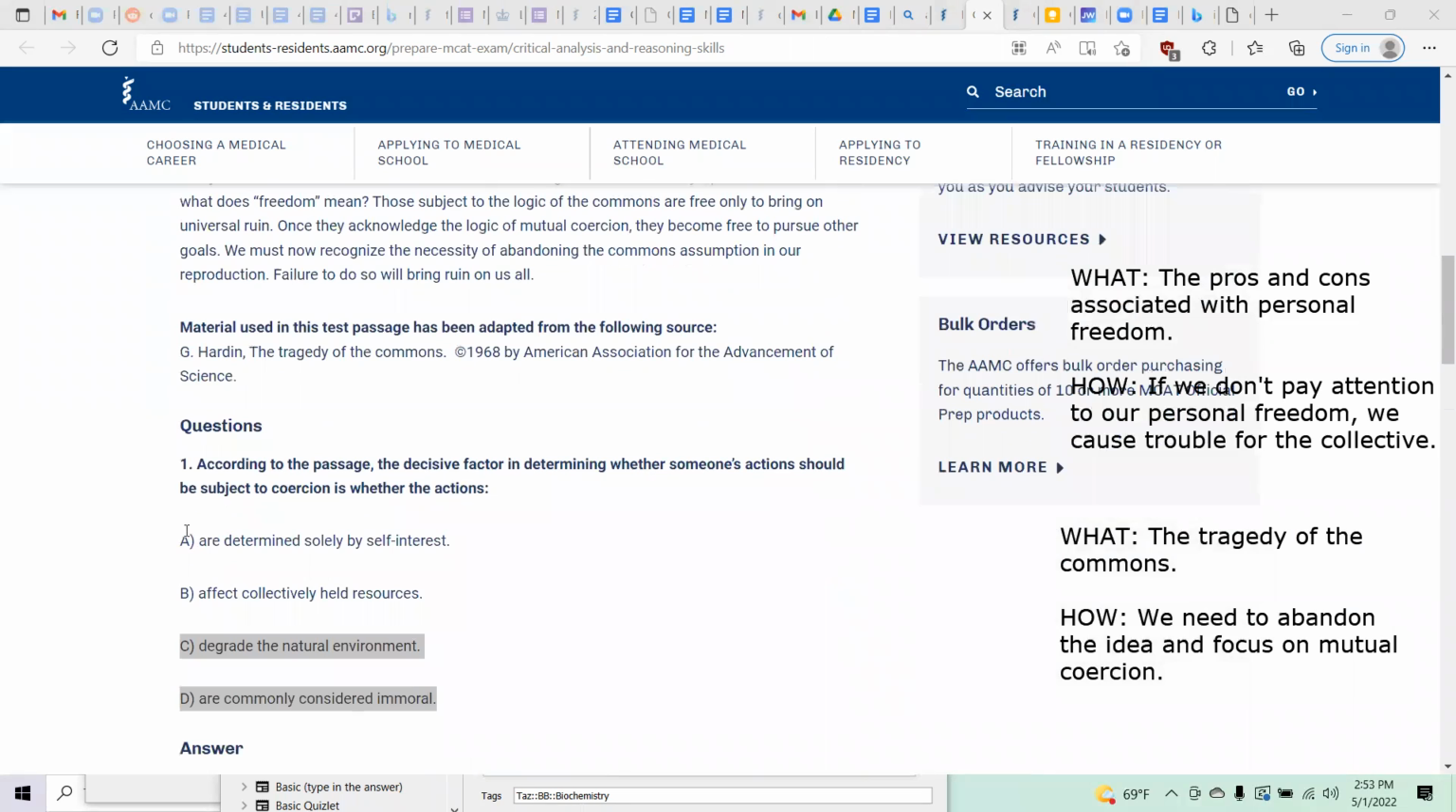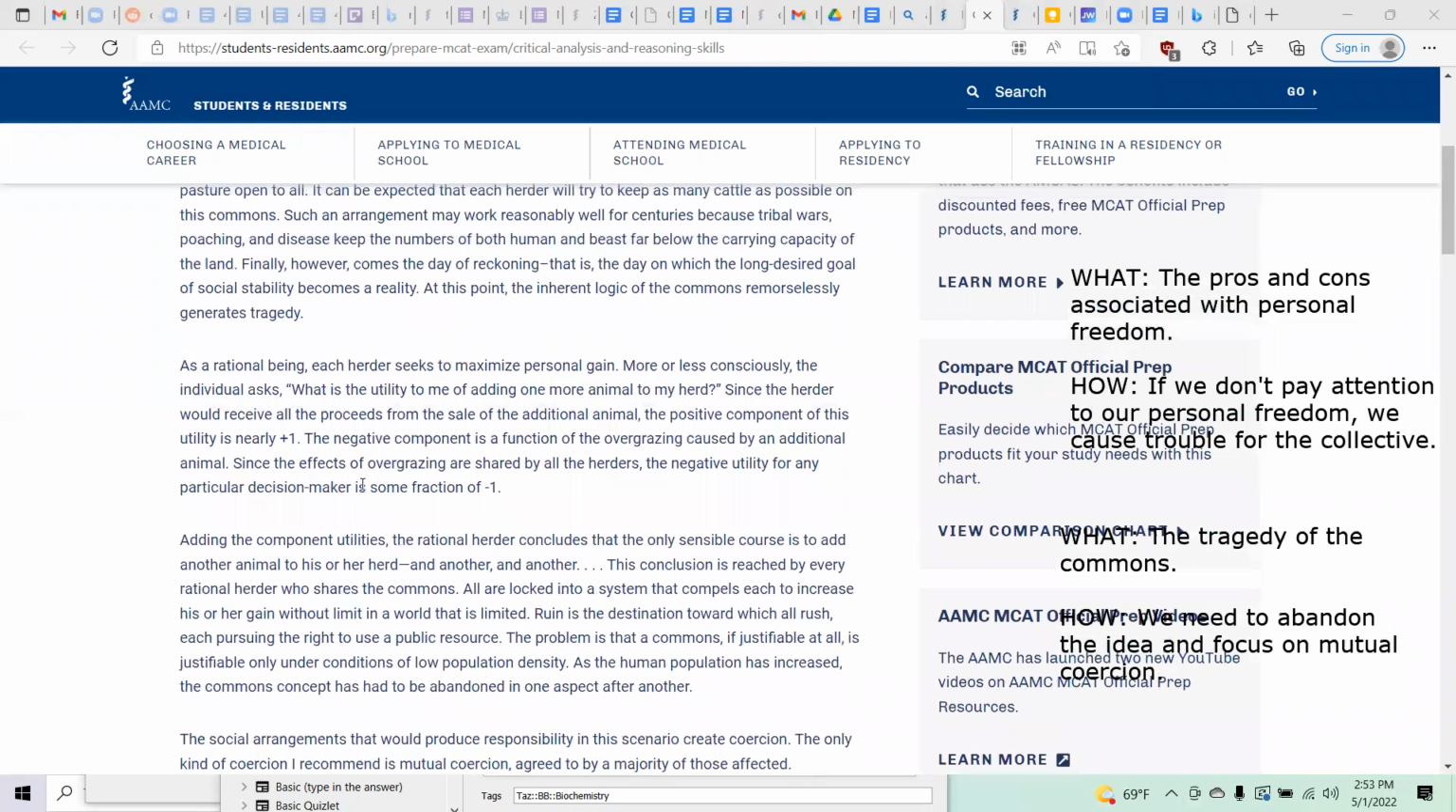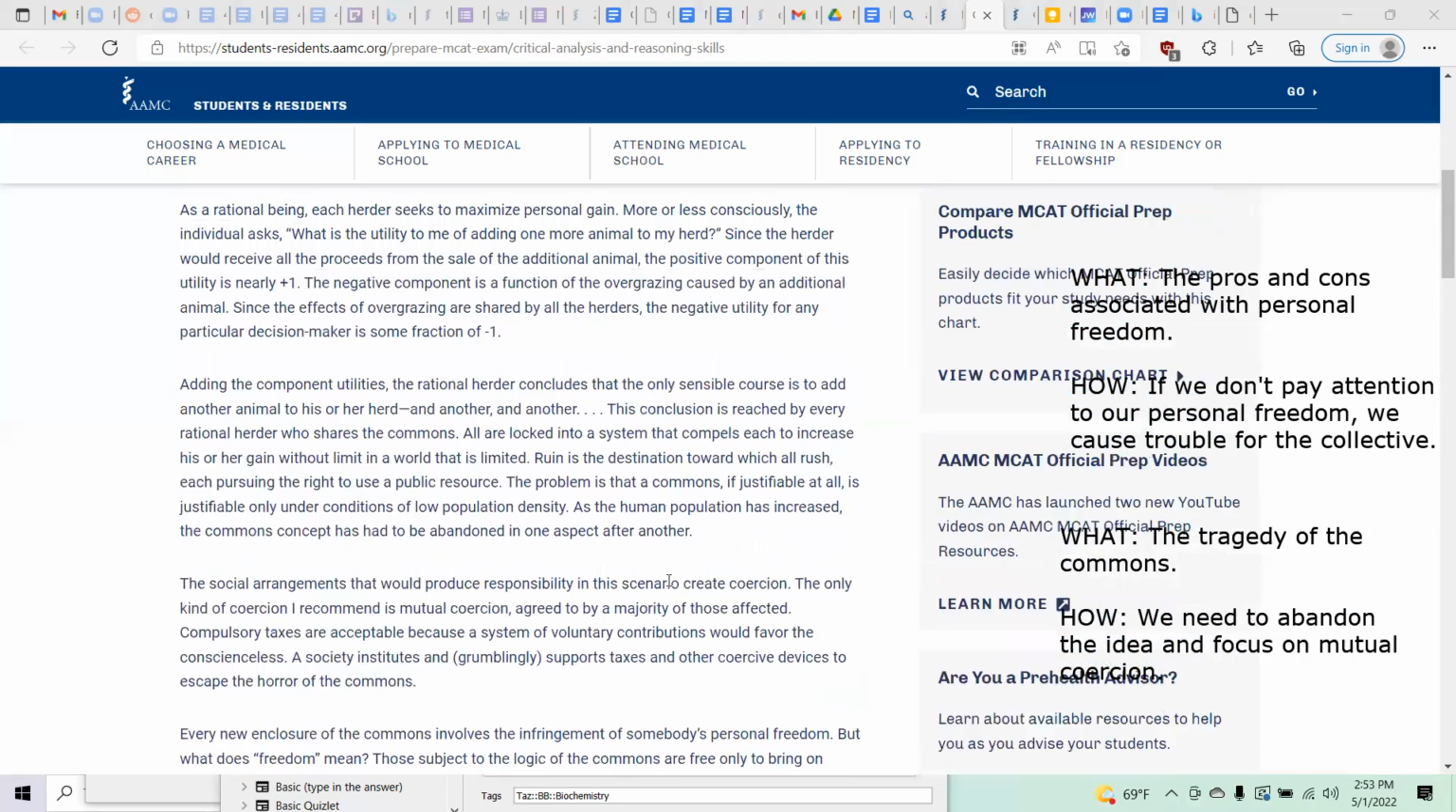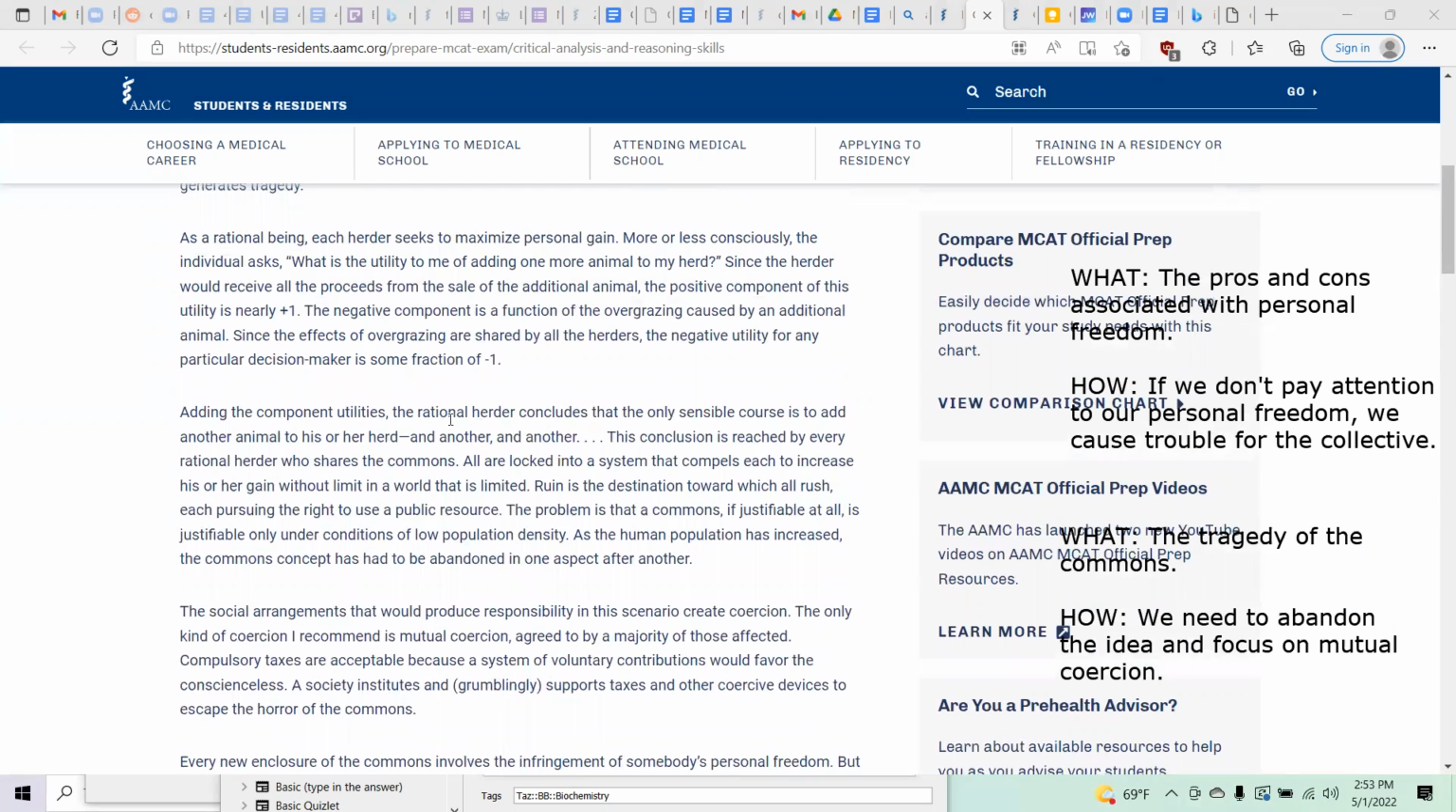So that's another clue towards A being wrong, because he's not saying that we should coerce people if they're acting selfishly. That's not actually what he's arguing against. He's saying we should if they're acting selfishly and it hurts everybody, right? Then we hit universal ruin. But he's not actually arguing specifically against selfishness itself. He doesn't say that the solution is nobody should be selfish and nobody should add another animal to their herd, right?